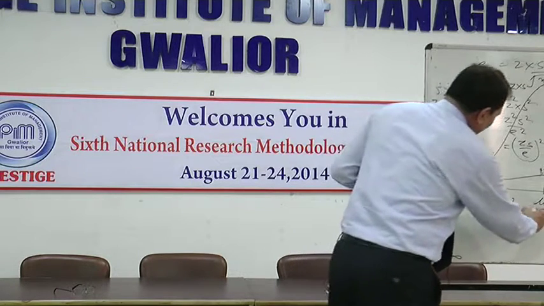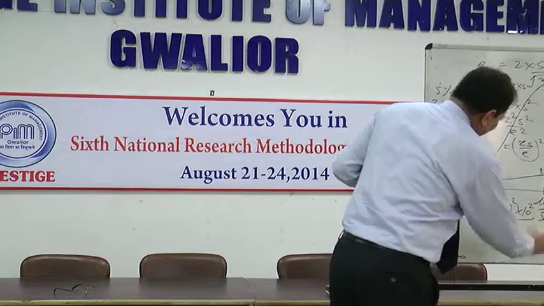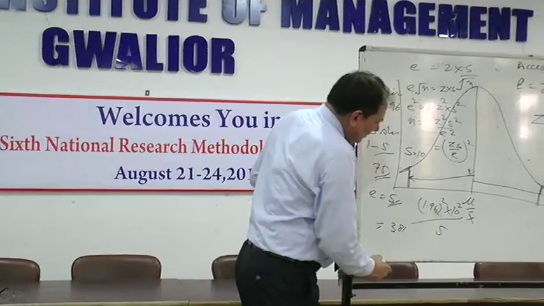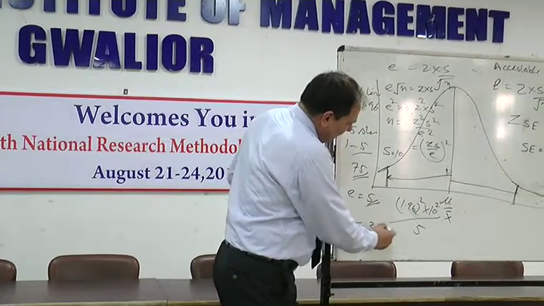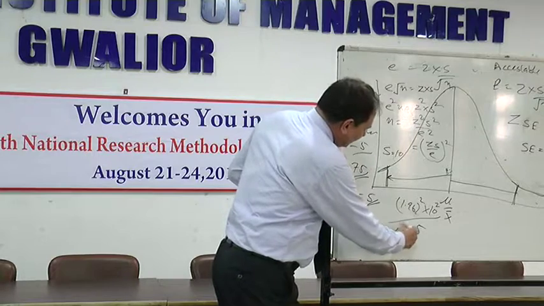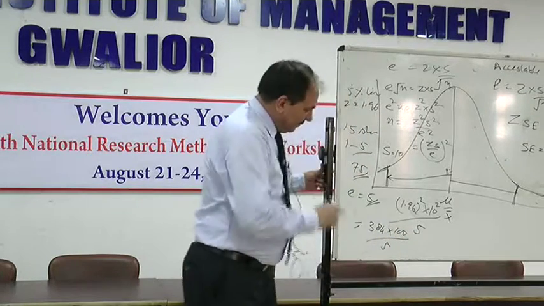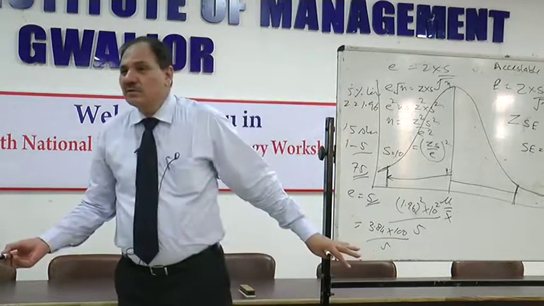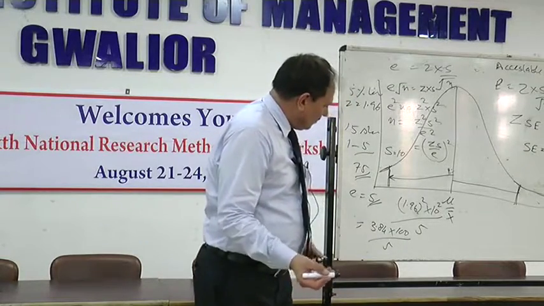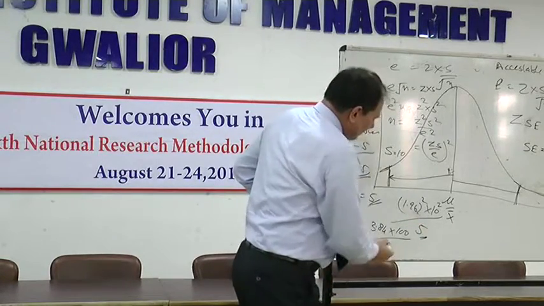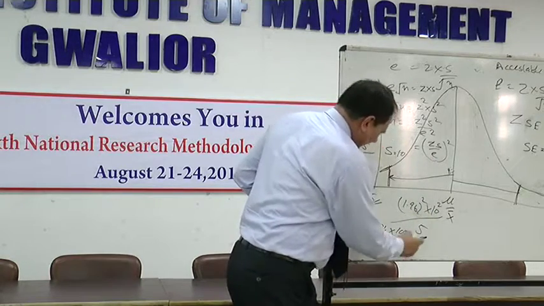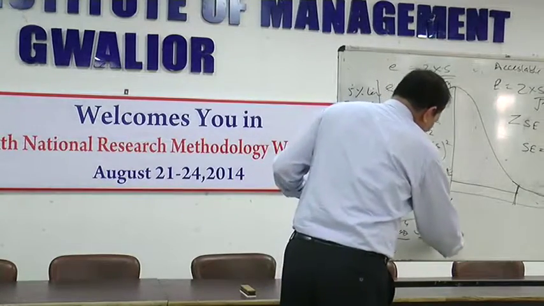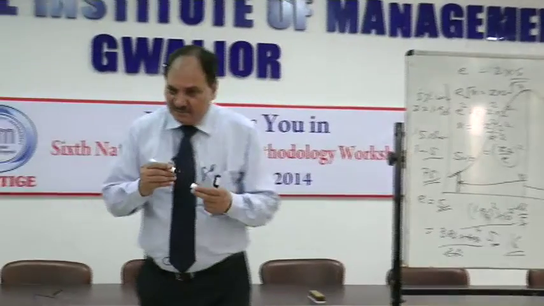Z is 1.96 square. Now 10 square divided by E, which is 5, so E square is 25. So it is 3.84 multiplied by 100 divided by 25. Correct. So, what is the sample size? 16. Minimum sample size is 16.